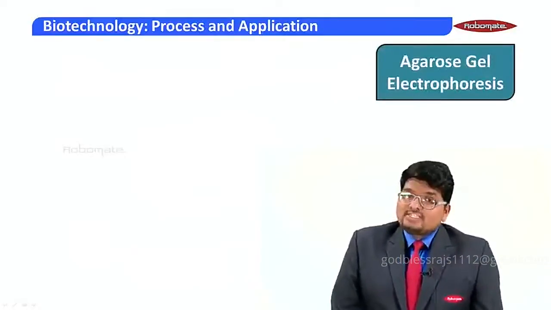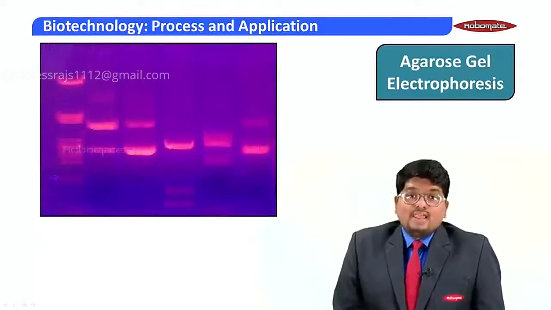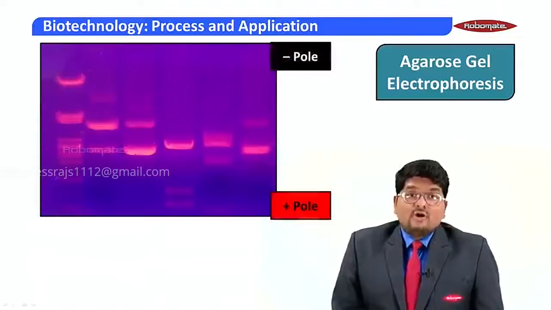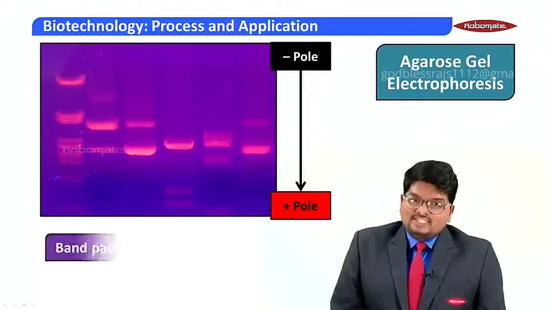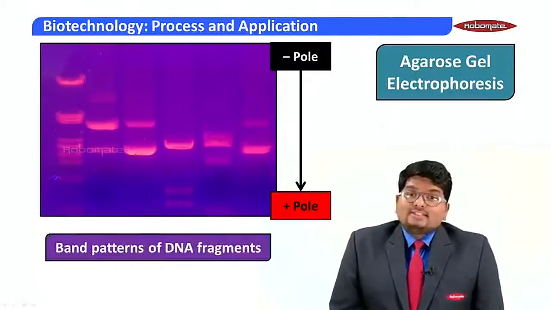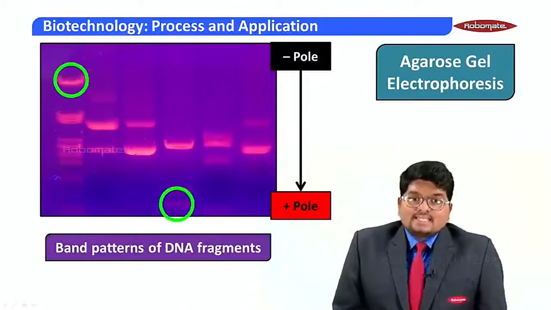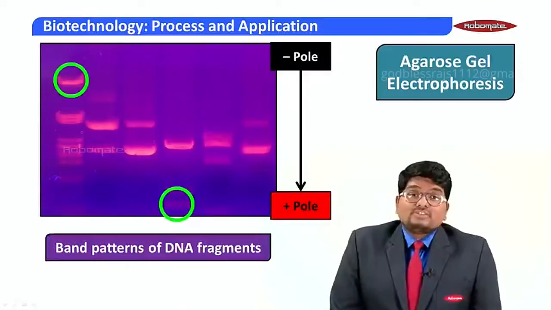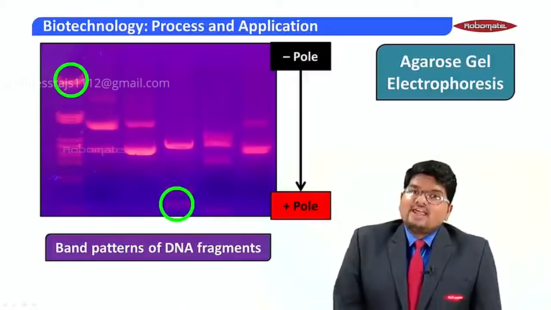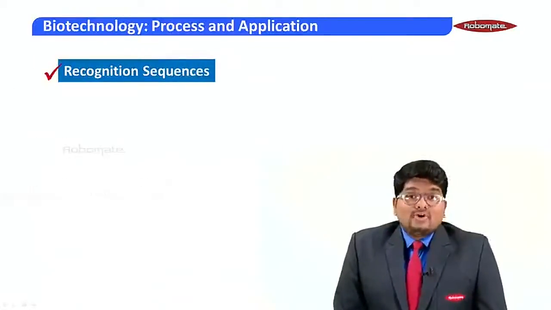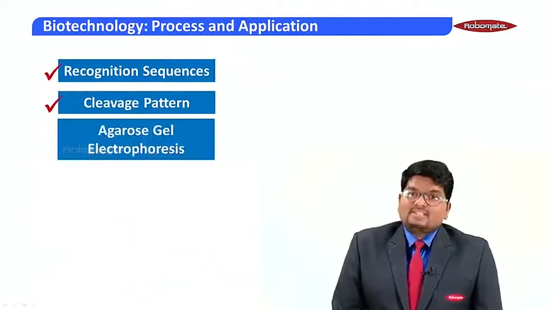Agarose gel electrophoresis is a method of separation of restriction fragments where the DNA fragments run from the negative pole to the positive pole under the influence of electricity, and we get band patterns of DNA fragments. What you see here are nothing but the DNA bands. This is the band pattern observed in agarose gel electrophoresis after separation of restriction fragments or DNA fragments. So in this module we studied restriction sequences or recognition sequences, then cleavage pattern, and agarose gel electrophoresis.